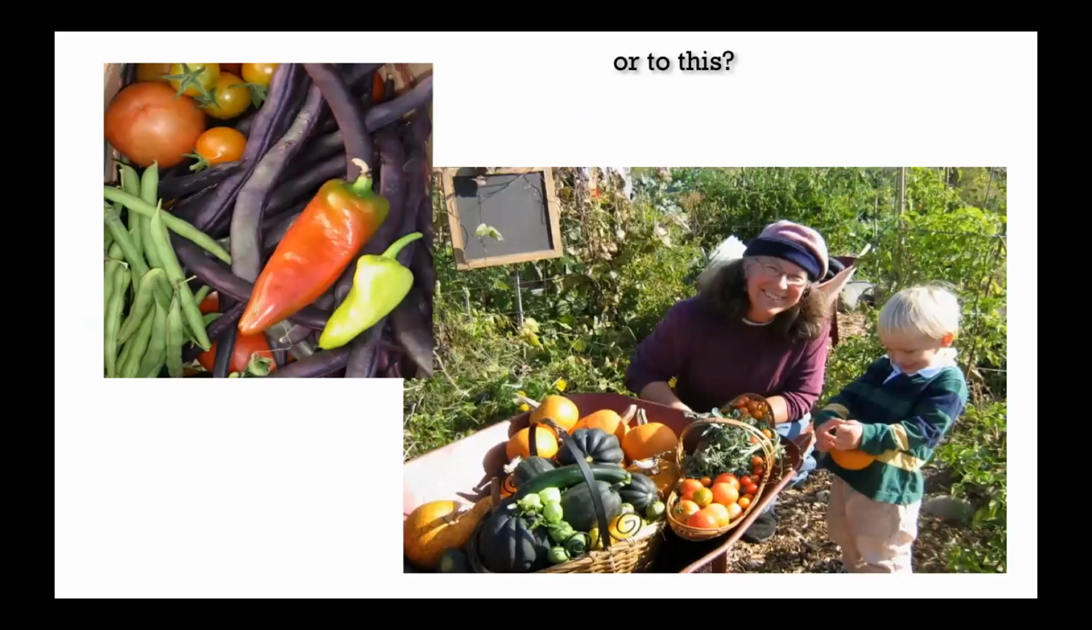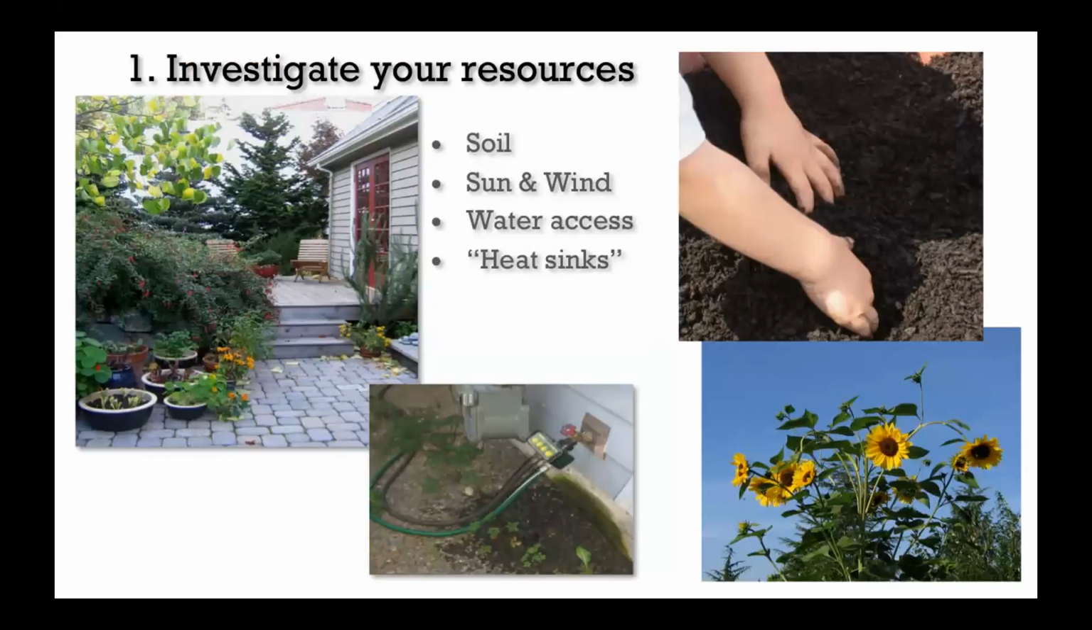This wheelbarrow was a day's harvest from a 300 square foot garden. Now, granted, it was harvest season and there's a lot of squash in there, but you can get a lot of food out of a small place. And you can grow in containers. There's a lot of ways to maximize no matter what situation you have in your garden.